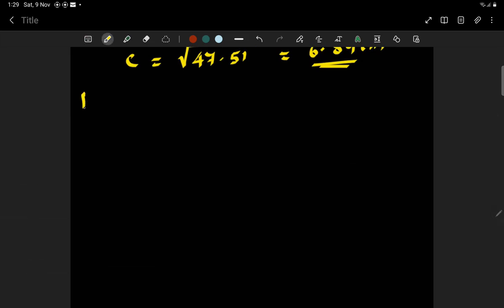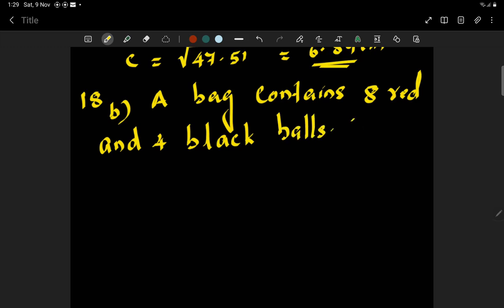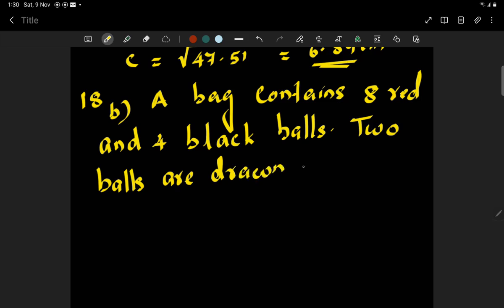Okay, now 18b. A bag contains 8 red and 4 black balls. Two balls are drawn at random.